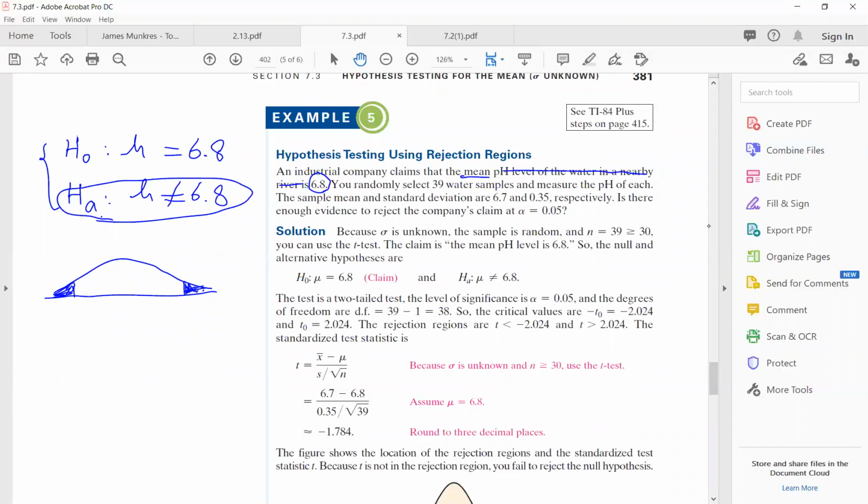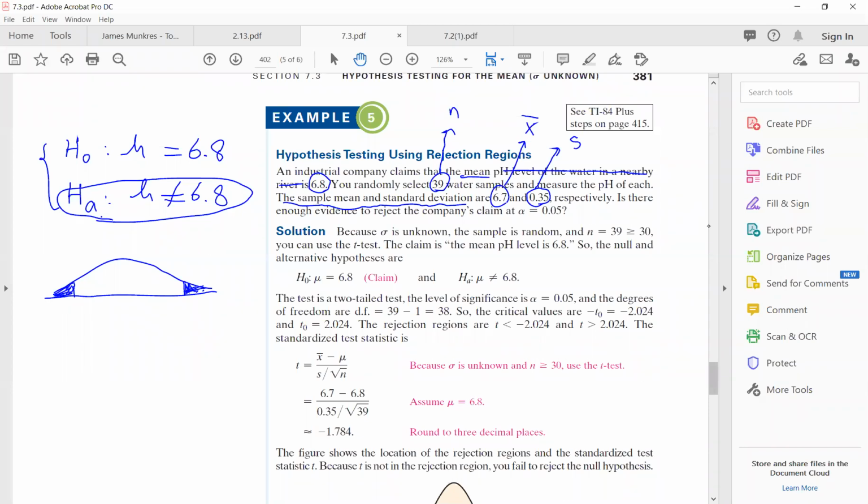Well, you randomly select 39 water samples. So n is 39. Your sample size is given. And you measure the pH of each, the sample mean and standard deviation. So the sample mean and standard deviation of the sample are given. Mean x bar is 6.7 and your s, the standard deviation of the sample, is 0.35. Is there enough evidence to reject the company's claim at 5% level of significance?